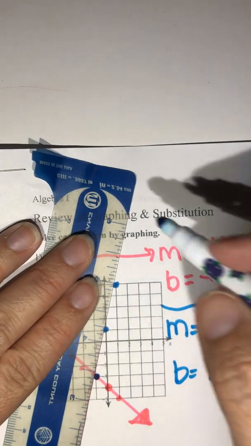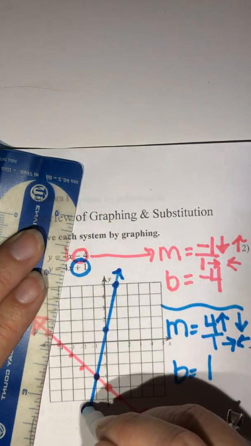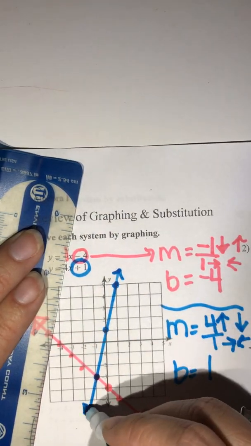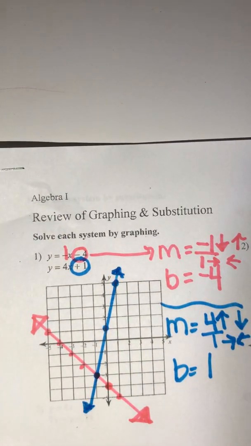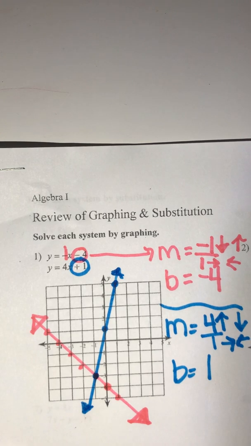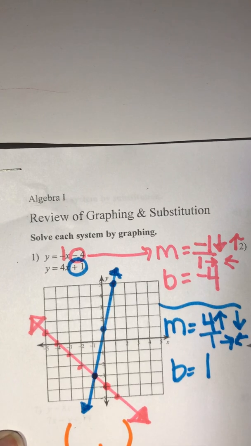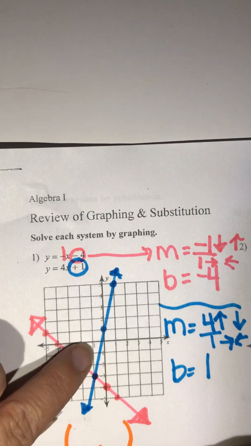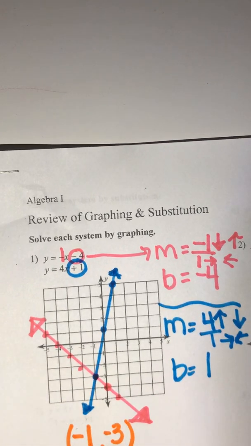Then I'm going to connect my points using a straight edge. And the graphs have to go all the way out off of the graph. And the solution is where the two lines cross. So the solution, you write it as an ordered pair. And remember, our ordered pairs are x and then y. And so this point right here where they intersect, my x is -1 and my y is -3. So my answer, my solution to this system of equations is -1, -3.